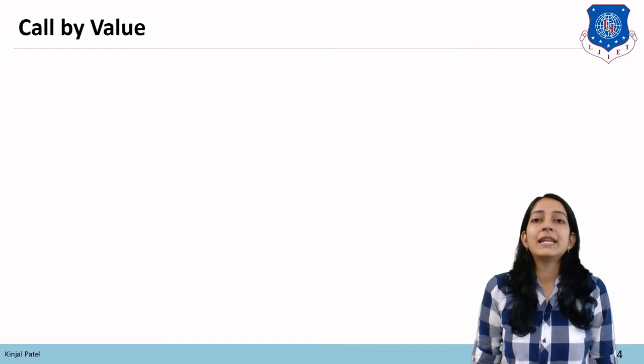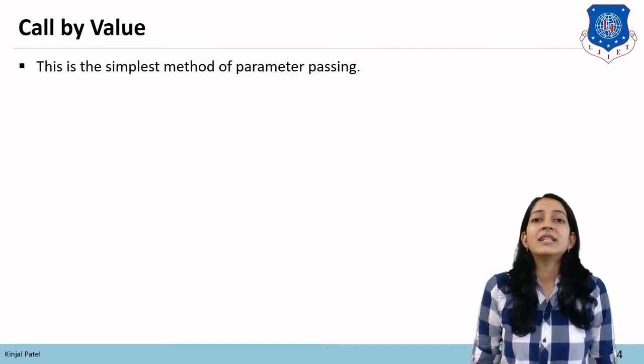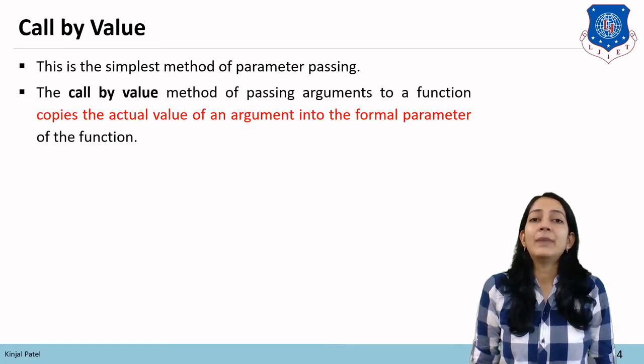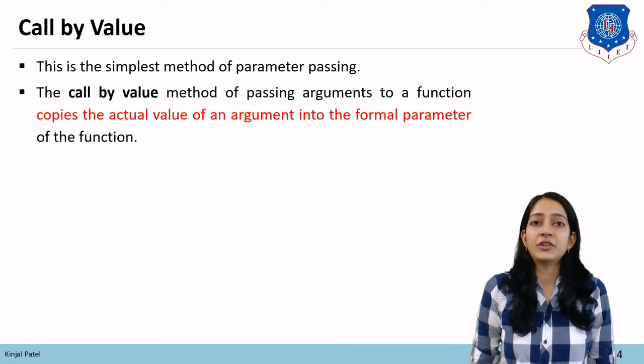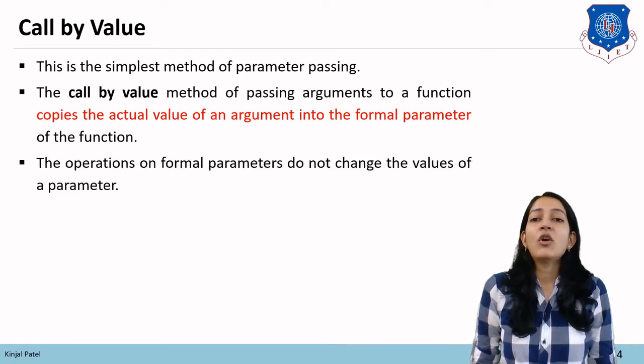So first technique is call by value. This is the simplest method of parameter passing. The call by value method of passing arguments to a function copies the actual value of the argument into the formal parameter of the function. So the operations on formal parameter do not change the value of the actual parameter. Means whenever we perform the operation on formal parameters, it will not change the value of the actual parameter.